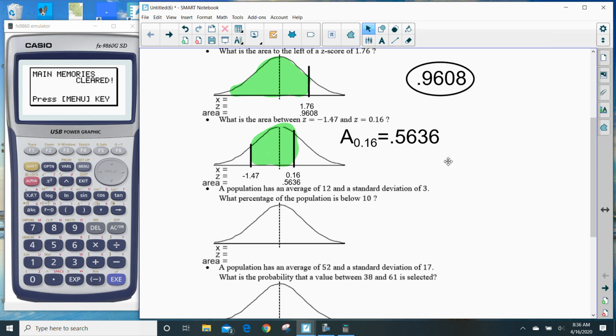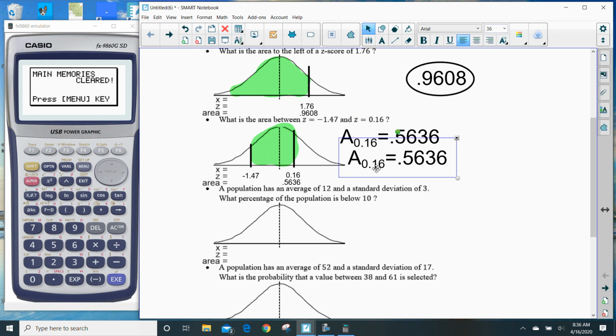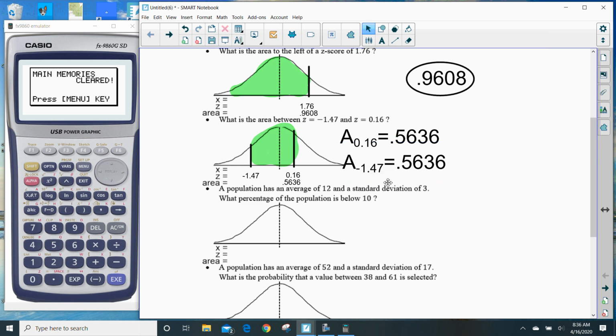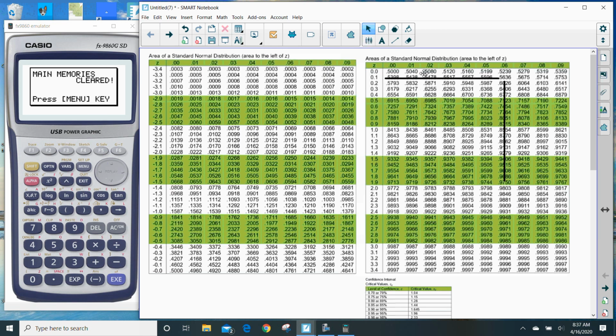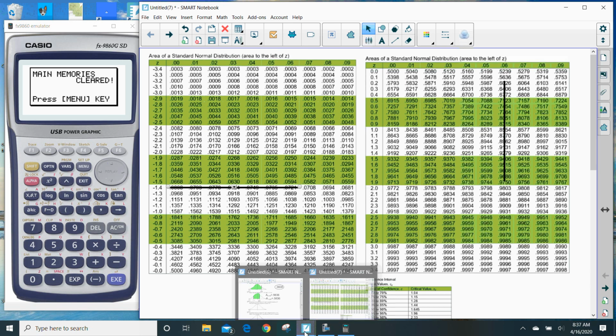All right. Now the area of negative 1.47. Oops, that's supposed to be subscript. Okay, area of negative 1.47, again to the z table. So here we go, negative 1.4, and then the 7, gets us to 0.708.